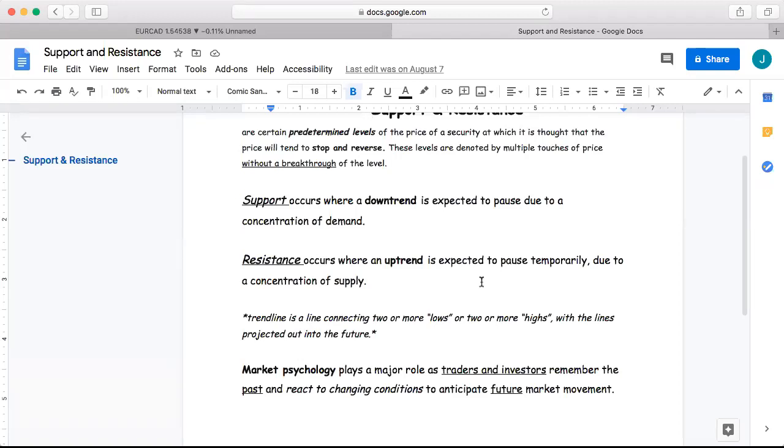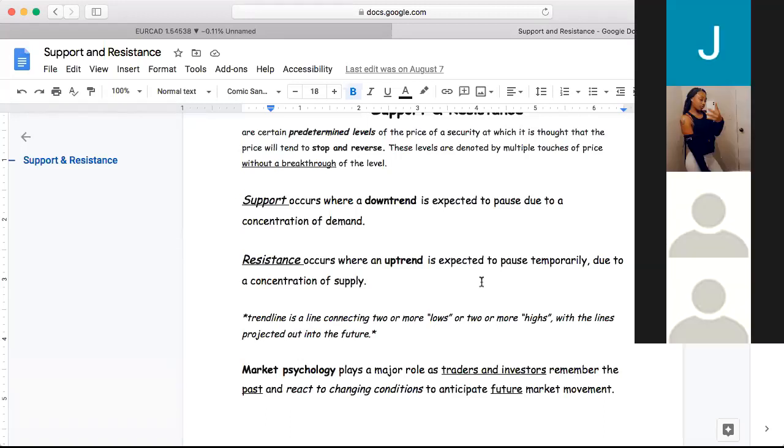Let's go into resistance. Resistance occurs where an uptrend is expected to pause temporarily due to a concentration of supply, right? So support is where demand comes in, and resistance is where supply comes in. So when price is at resistance, what's gonna happen? It's gonna sell, right?